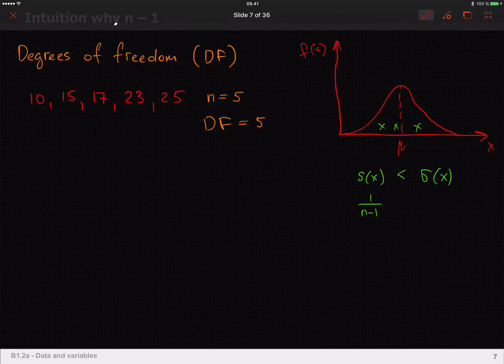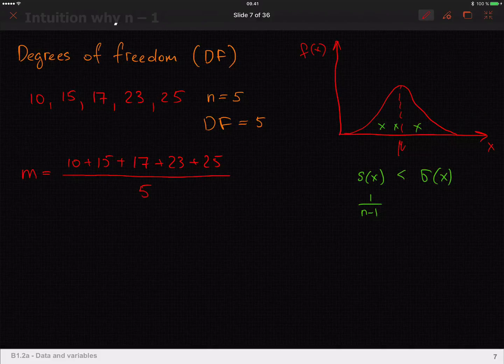Now let's say we need to calculate a variance, but to calculate a variance, the first thing you need to do is to calculate the average, right? So we will take the average. It's a sample, so I use m. 10 plus 15 plus 17 plus 23 and plus 25. Then we divide it by 5.